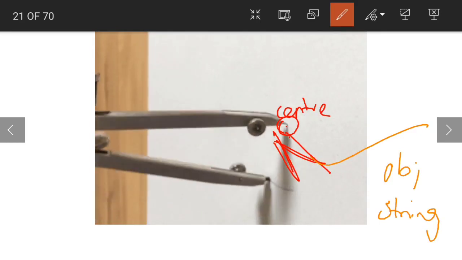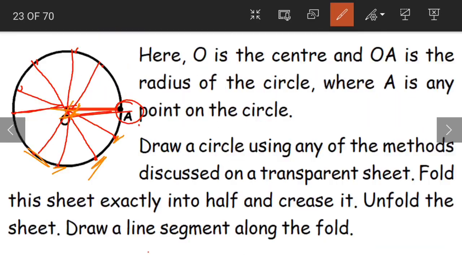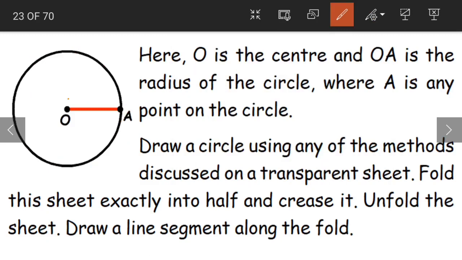Yes, so when you draw a perfect circle using any of the three methods discussed, and then try to find the lengths of these line segments, all the lengths will be the same. Suppose from O to this point is 6 centimeters, then from O to this point will also be equal to 6. O to this will also be equal to 6.